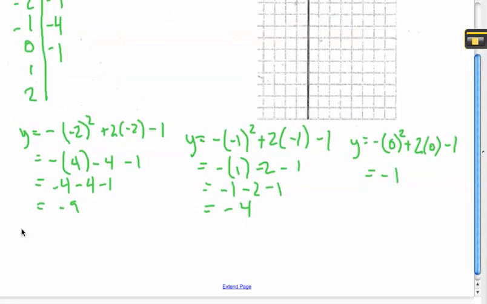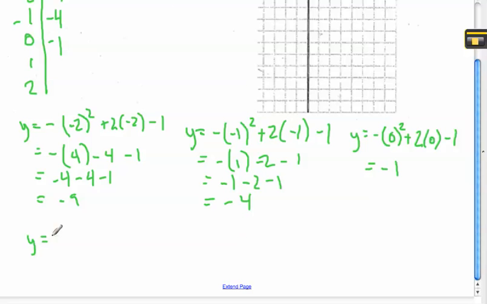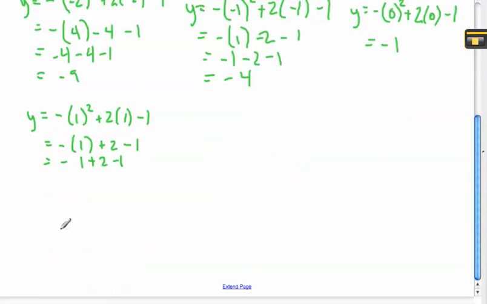Alright, so y is equal to the opposite of 1 squared plus 2 times 1 minus 1. So that's going to be -1 plus 2 minus 1. Looks like that might be 0, guys. Let's see. -1 and -1, that is 0.